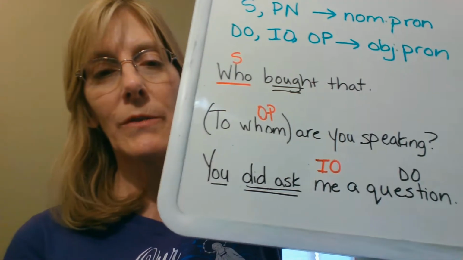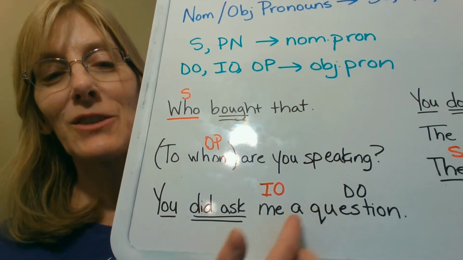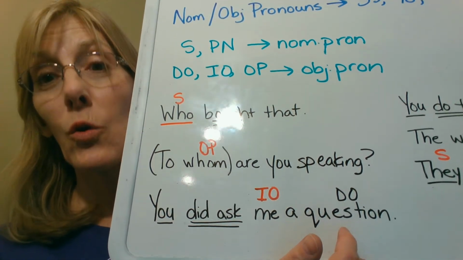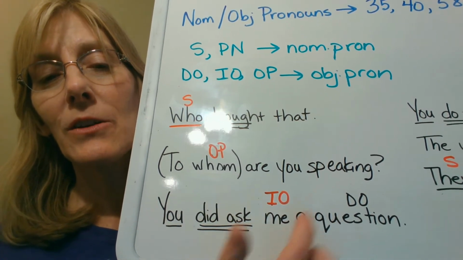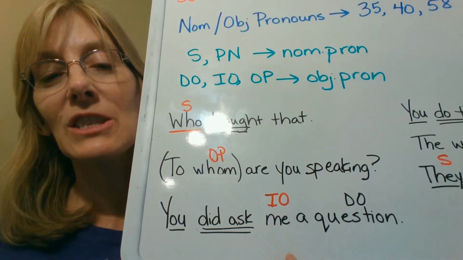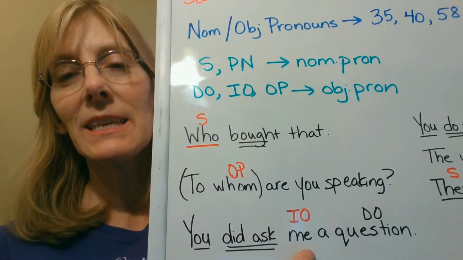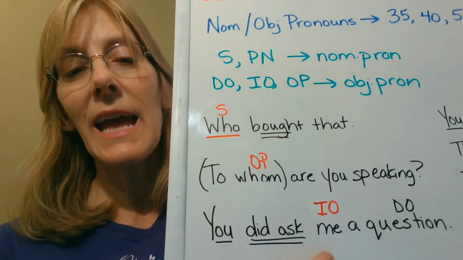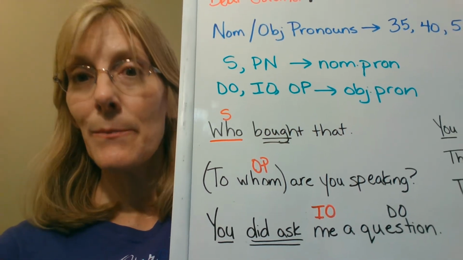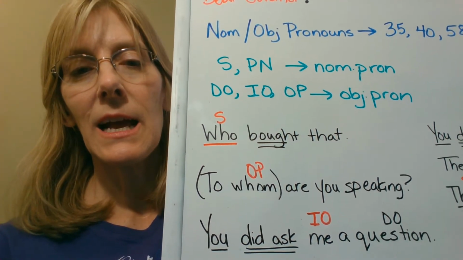And I've got this one written down. Actually, I have all of them written down, so I'm going to show you what I've got so far. You did ask, oopsie, you did ask what? You did ask a question. You did ask has the verb here, the direct object here, but there's still a pronoun in between, so that tells you it's going to be acting as an indirect object. You could say, you did ask to me a question, and it makes sense, right? That was your test for an indirect object.